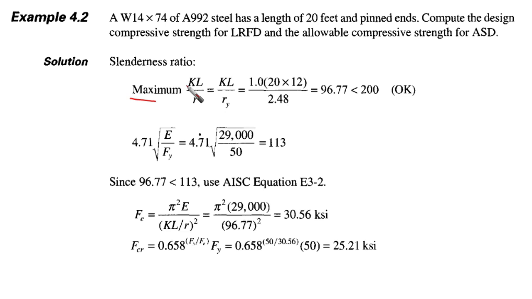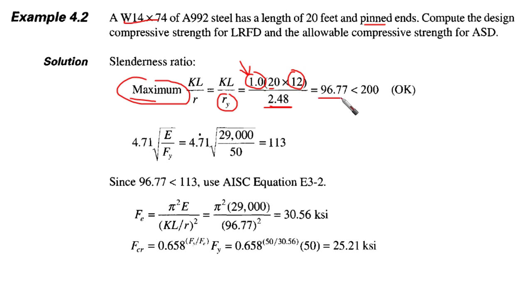So the maximum KL over r, we're talking about maximum, means that ry should be minimum. Take care. Stop the video here, go to the manual, and check W14x74: what is the minimum radius of gyration for it? Then we're going to find ry, and it is 2.48. Check whether it is right or wrong. And then K, here we have 1. Why is it 1? Because we are talking about pinned ends. And then L is going to be 20 feet times the conversion from feet to inches.